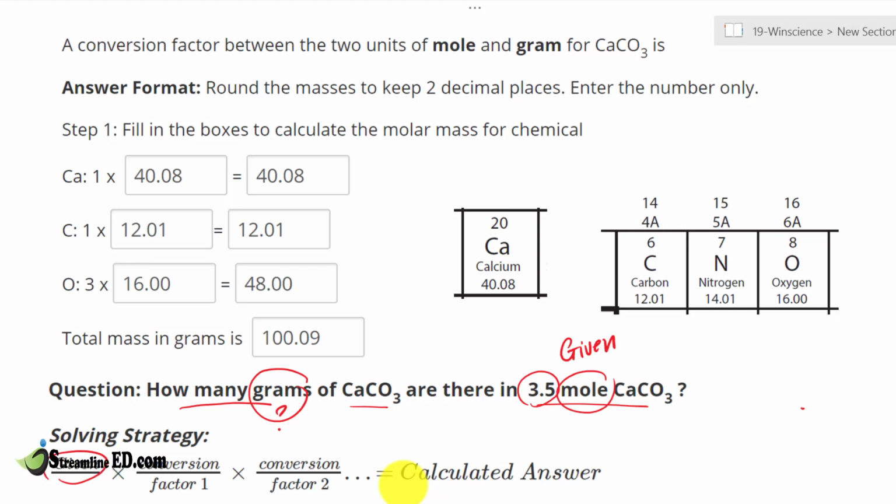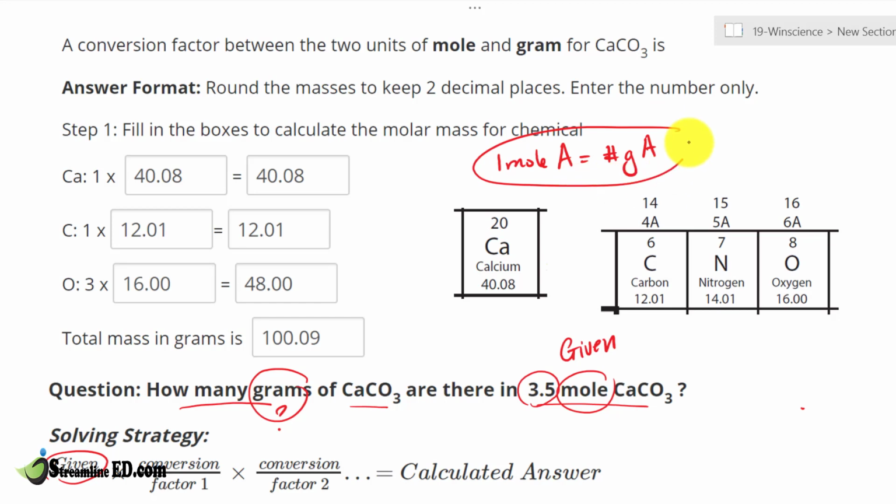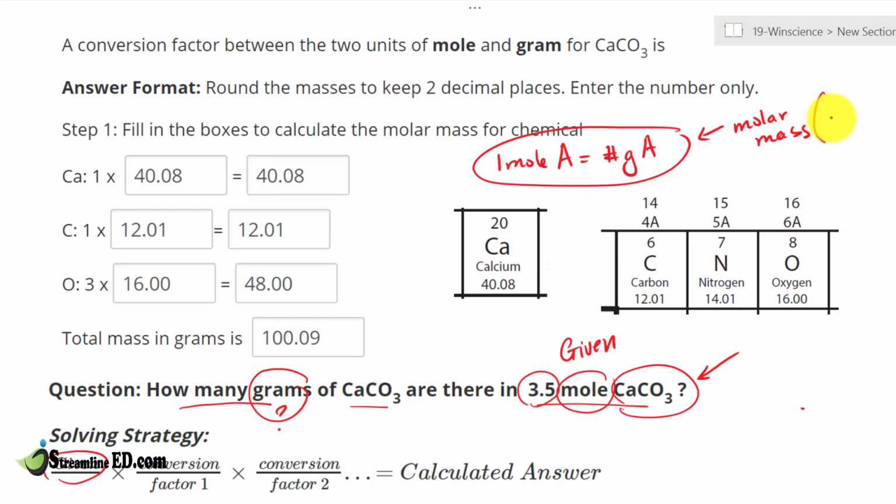Well, what is molar mass? We know that molar mass is a conversion factor, and you noticed somewhere before, we have 1 mole of A is equal to the number of grams of A. And this right here, this is our molar mass. Now, we can solve the molar mass of any substance using the periodic table. And in this case, the compound is calcium carbonate, so we are going to solve for the molar mass of calcium carbonate. And to abbreviate molar mass, we have a capital M.